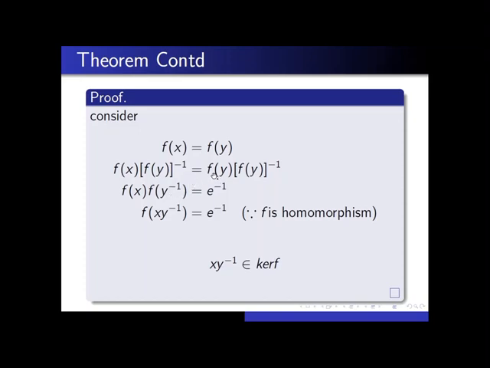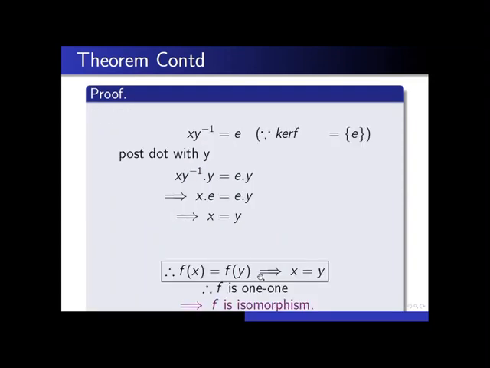Here, f of y into (f of y) whole inverse: this is one element in G dash, and this is the inverse of the same element. An element into the inverse of that element, when multiplied, gives E dash. Sorry, not E inverse, E dash. So f of x into f of y inverse is equal to E dash. That means, according to the definition of homomorphism, f of x y inverse is equal to E dash, which means x y inverse belongs to kernel f.